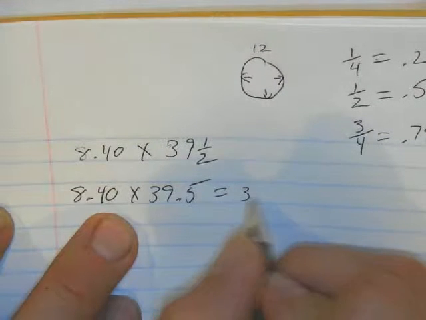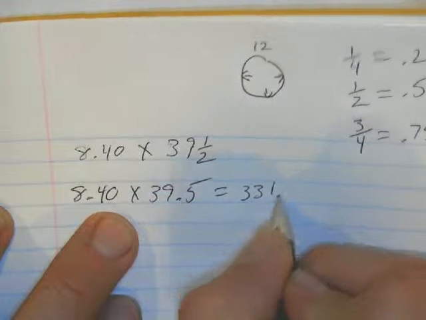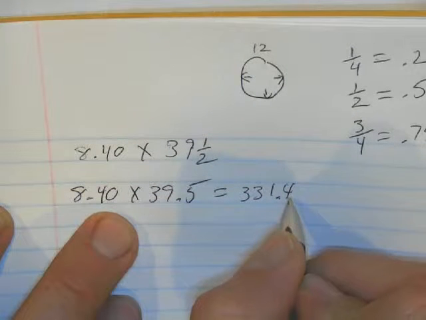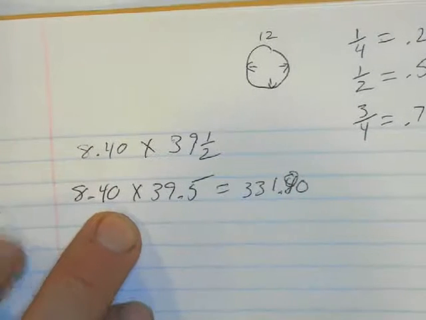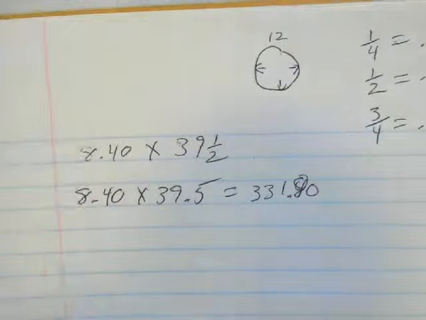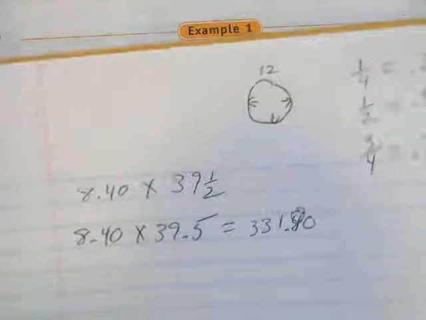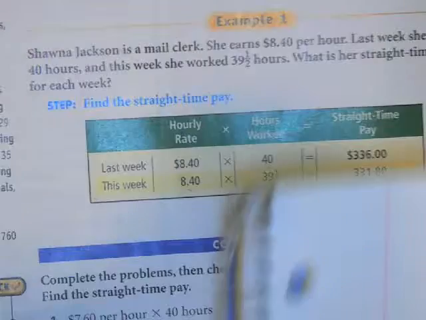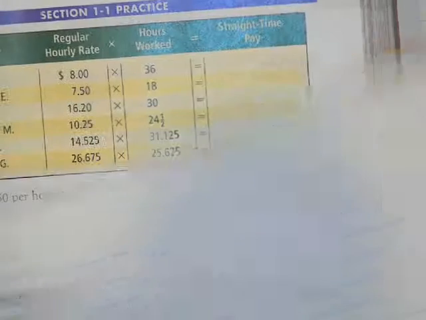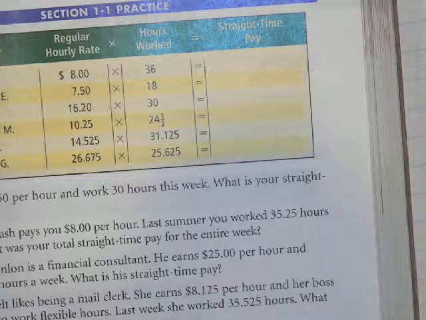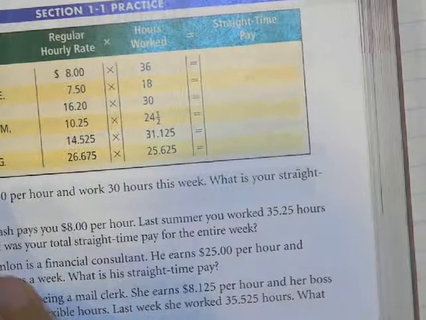So we rewrite this problem: $8.40 times 39.5, and I'll pull out my calculator and do this, and I'll know that I got $331.80. Sorry about that, 80 cents. A little bit messy there, but that's how we're going to do that.